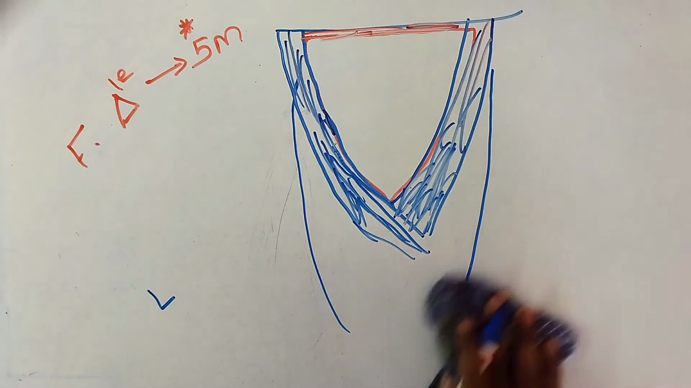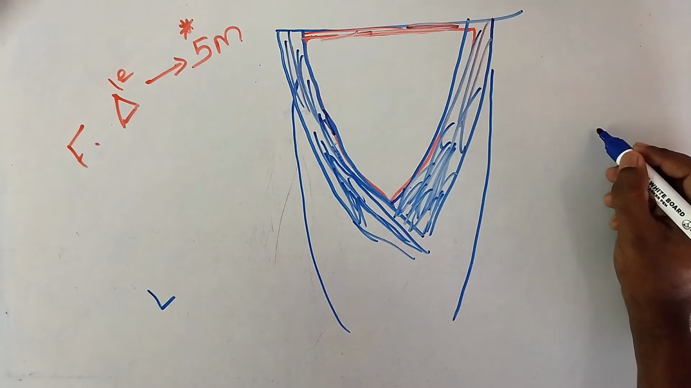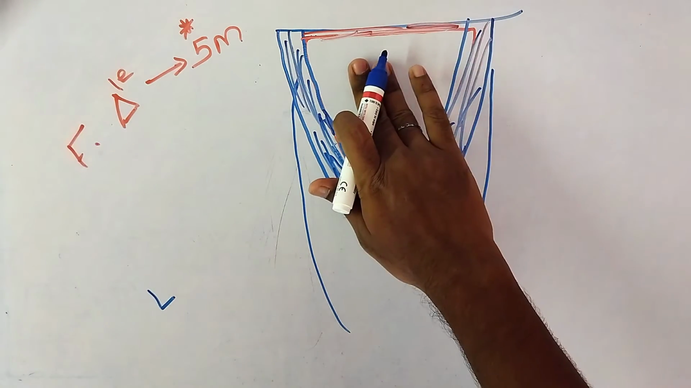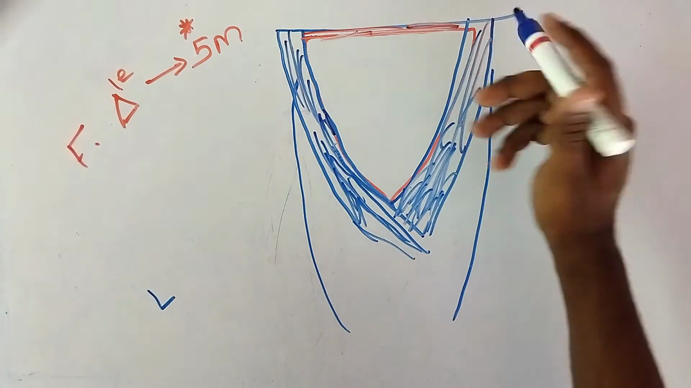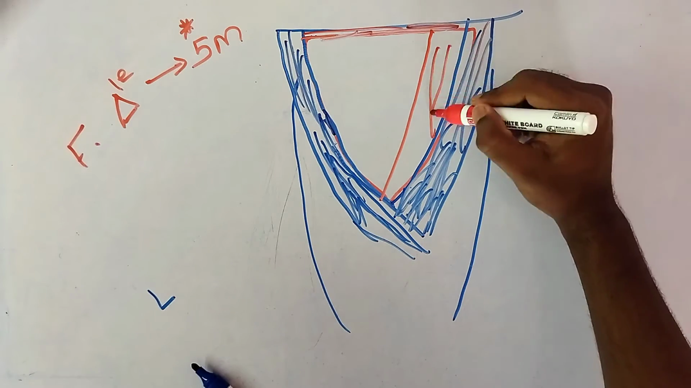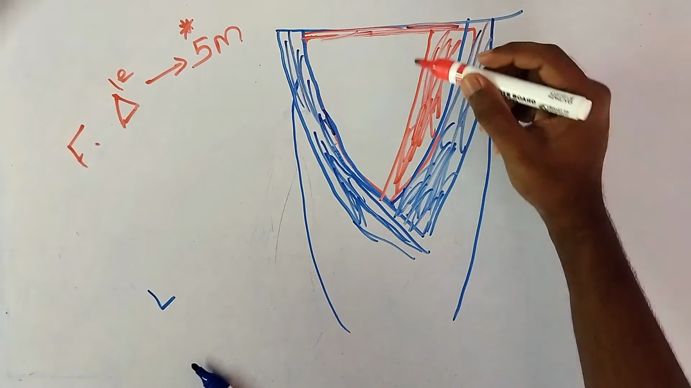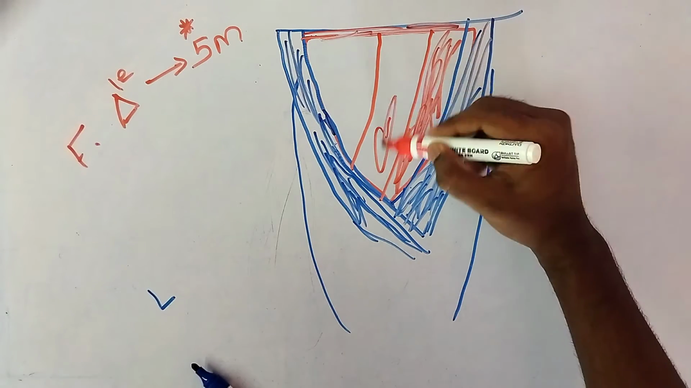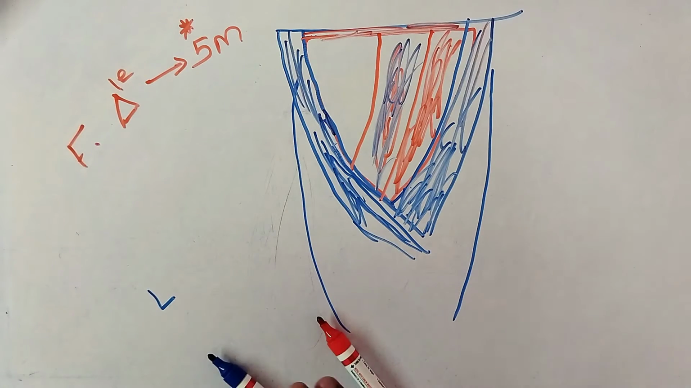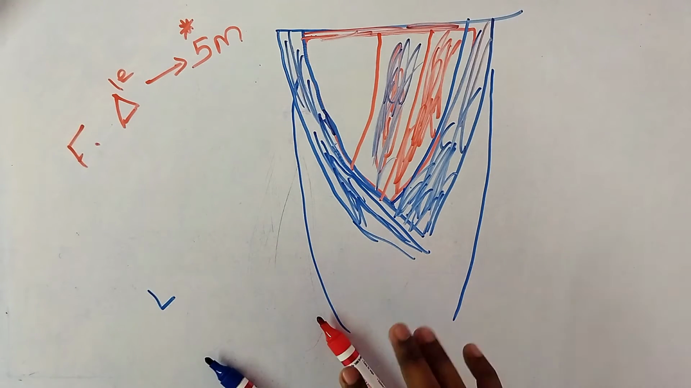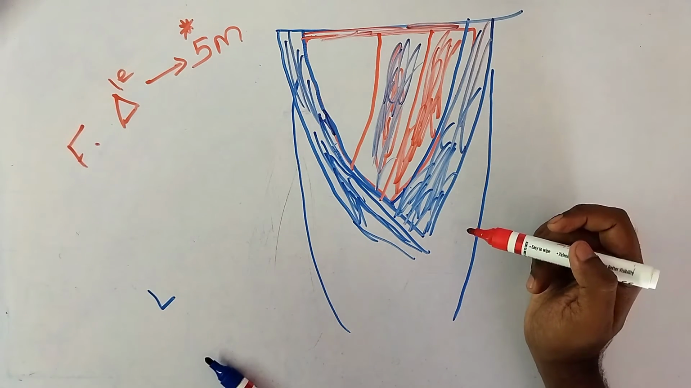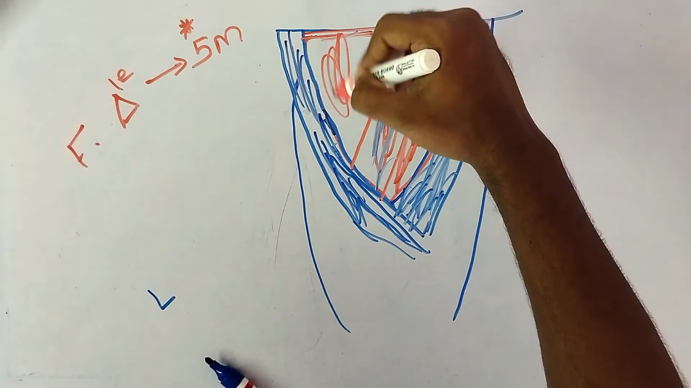Now coming to the floor, it is formed medially by adductor longus and pectineus. Here is the adductor longus, and this is the pectineus muscle. And laterally it is formed by psoas major and iliacus. This is the iliacus.